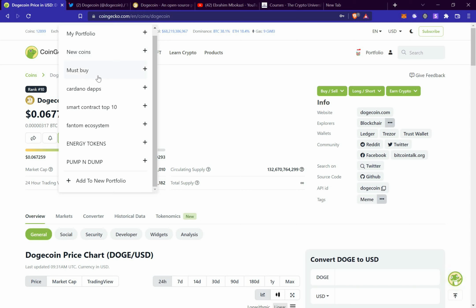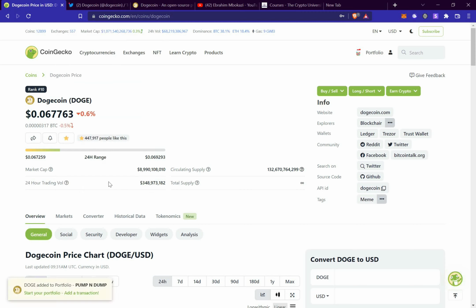I'll put it in this folder right here, and then I have my Cardano dApps, and over here I have my smart contract top 10, that I'm always having a look at to see which one is performing the best. And over here, as you could see, I have the pump and dump. So I can just put it right here onto pump and dump. Now I know that whenever I want to see some coins that have a high volatility, that are just going up and down for no good reason, I'm just going to open that folder.